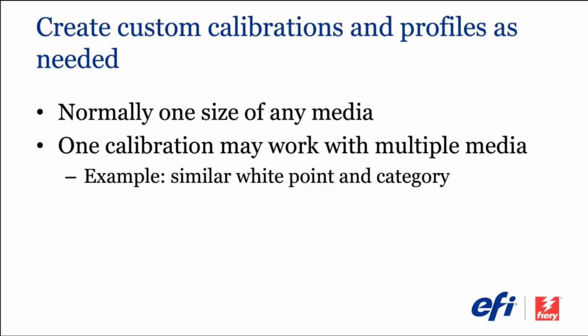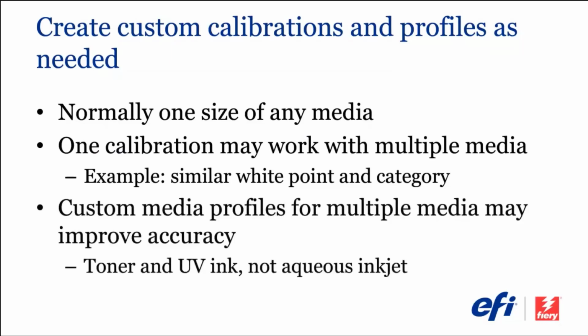One calibration may work for multiple media, especially if they have similar white points and they're in the same category, such as uncoated or coated. If you take two coated media from two manufacturers and you look at them and go, boy, the white point, the color of white and the density of white of the media itself, are awfully close, you might be able to use one calibration for both of them. You can use custom media profiles for multiple media. You'll see, especially in the e-learning courses, that you can have the same calibration but a different custom media profile that will take that last little bit of inconsistency out of the equation.